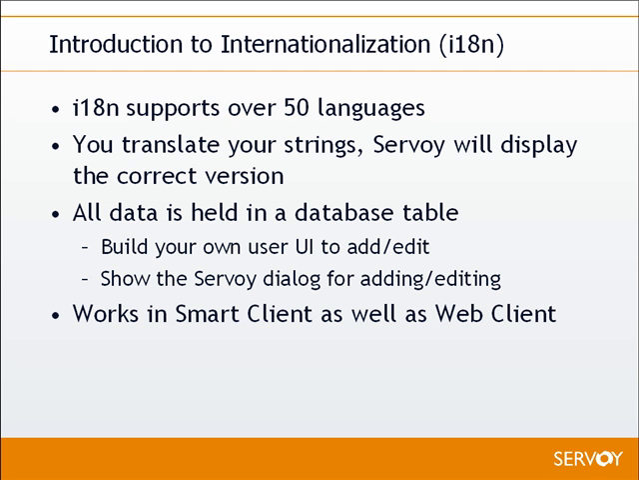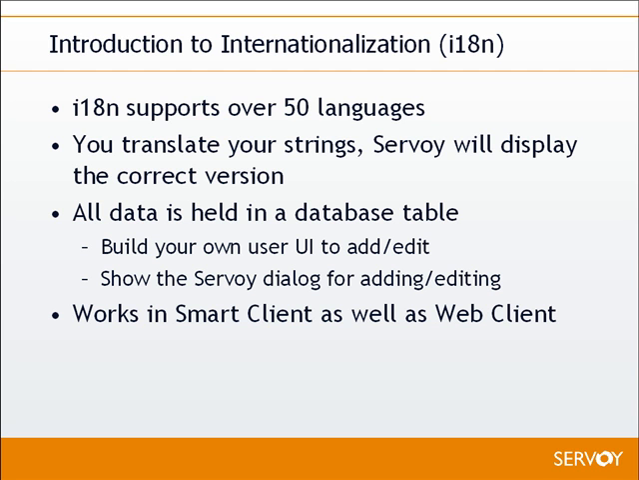Internationalization, better known as I18N because there are 18 letters between the I and the N, in Servoy supports over 50 languages. You can translate your own strings, and Servoy will display the correct version. All of the I18N data is held in a database table. That allows you to build your own user interface to add or edit items, as well as the option to show the Servoy built-in dialog for adding and editing I18N values.